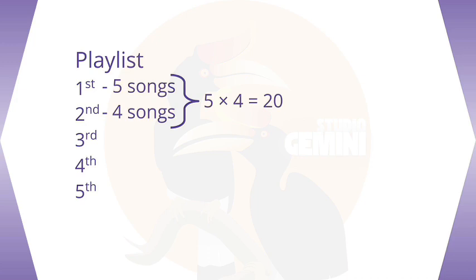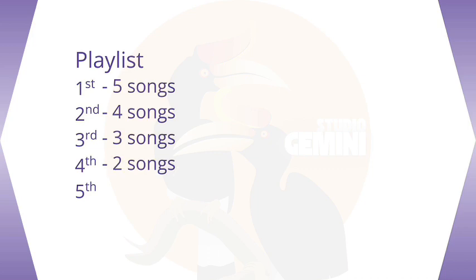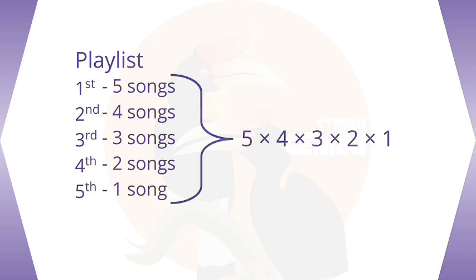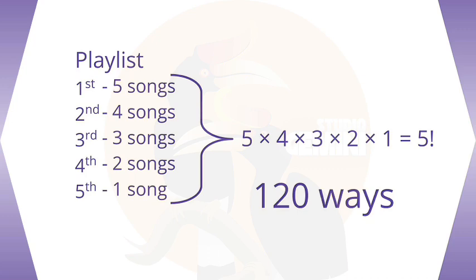For each of those, there are 3 remaining songs to choose from to take the third spot. Then we have 2 remaining songs to take the fourth spot, and the last song takes the last spot. Then we multiply the number of choices together to find the possible combinations. The total is 5 times 4 times 3 times 2 times 1, or 5 factorial, which is 120. There are 120 ways 5 songs could be ordered in a playlist.